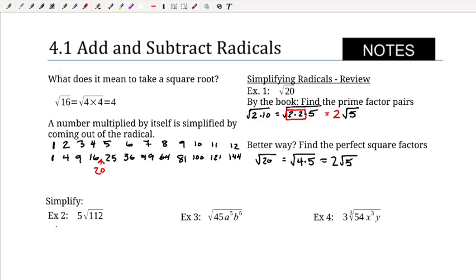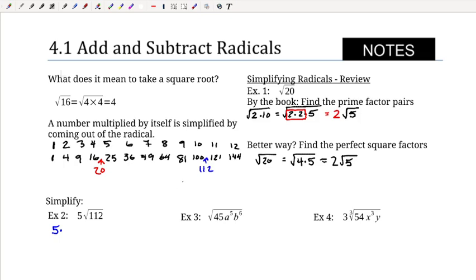So the number on the outside is just going to hang along for the ride, and any factors that come outside, we're going to multiply with the 5. So 112, I'm going to look up here and say, well, 112 is more than 100, but less than 121. That would come right in here. And now I start looking for perfect square factors, working my way down the list.